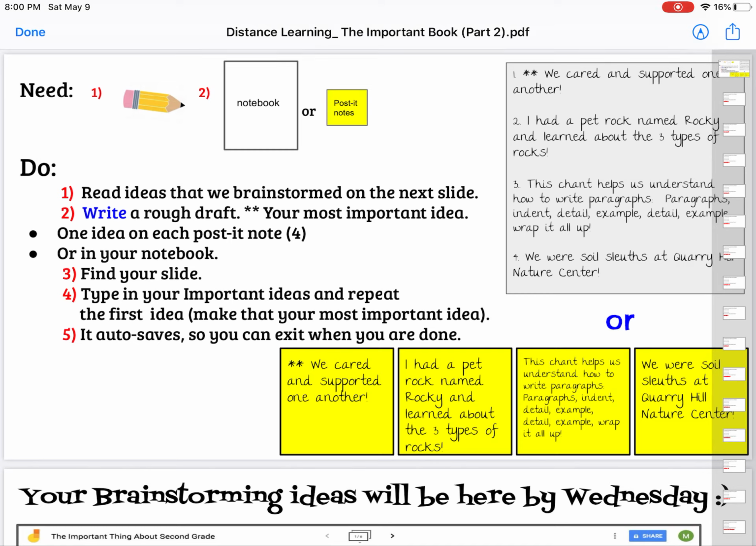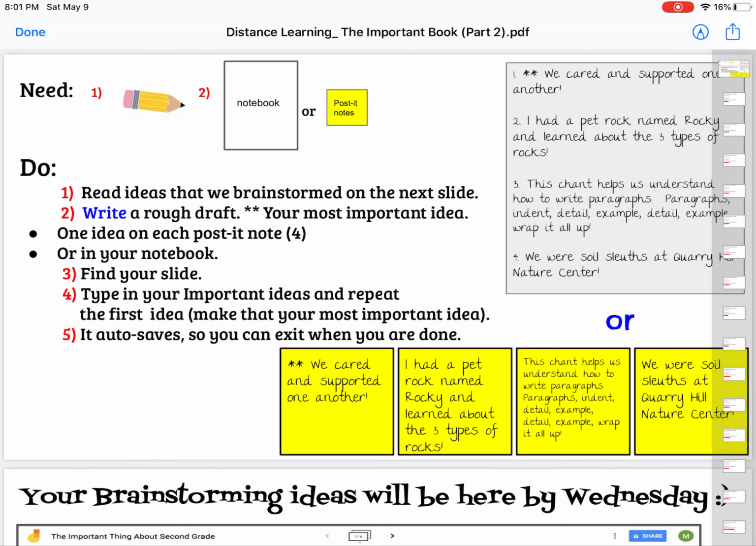On my next detail, I had a pet rock named Rocky and learned about the 3 types of rocks. The 3rd detail was, "This chant helps us understand how to write paragraphs." Paragraphs, indent, detail, example, wrap it all up. And then the 4th detail was, "We were soil sleuths at Quarry Hill Nature Center." If you noticed, the one that I had 2 stars at is going to be my most important memory. So on my very last line, I'm going to say, "But we cared and supported one another." So know that the one with the 2 stars is the one you're going to repeat.